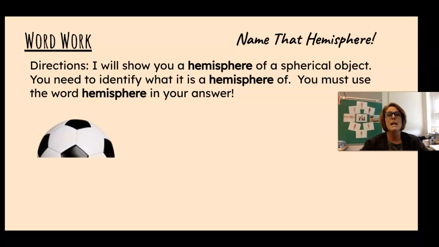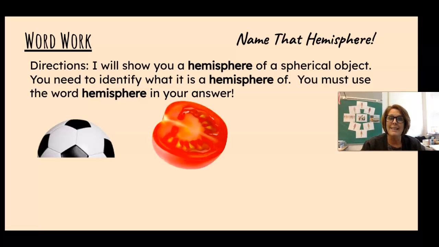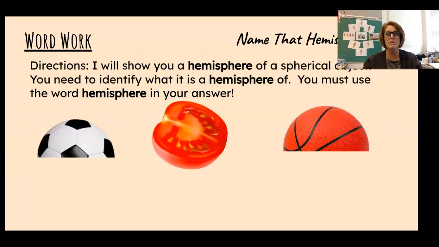So here we go. Tell me what this is a hemisphere of. This is number 1. So you could say, this is a hemisphere of a, and then tell me what it is. Number 2, this is a hemisphere of, and make sure you're writing that out. This is a hemisphere of, so that you're practicing writing that word hemisphere. Number 3. This is a hemisphere of, my cursor, there we go.